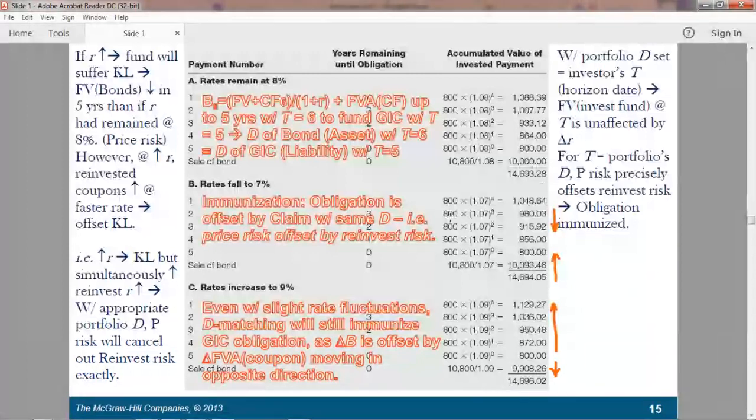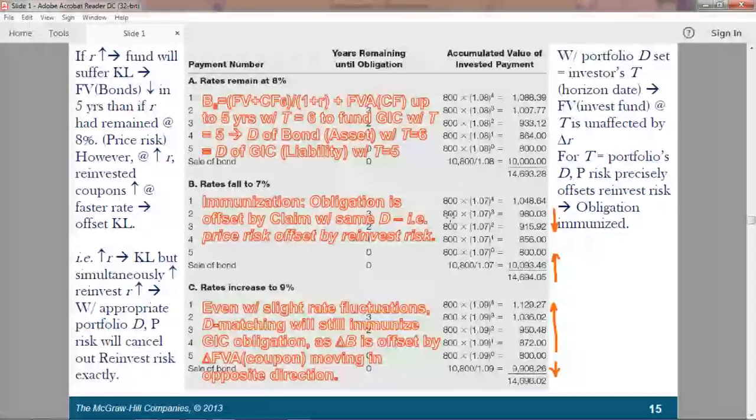Does that make sense? So that means we will have exactly the right amount of money ready to pay our investors, right? In other words, we can meet our payment obligation. Our assets can meet our liabilities, right?